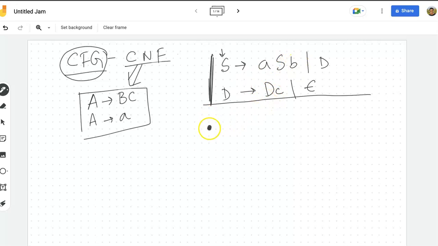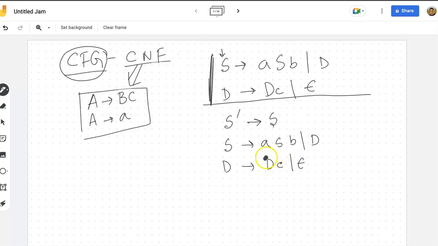So let's define another new non-terminal called S dash. S dash will go to S, and then write the rest as it is. So S can be ASB or D, B can be D, D can be D small c and epsilon. So the first level is okay.